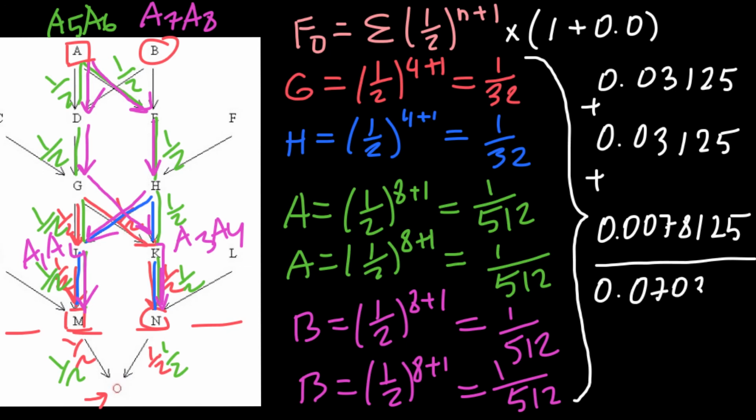And now we have to add all these probabilities, and the final answer would be 0.0703125, and this is going to be the inbreeding coefficient of individual O. If we need an answer in percentage form, we just have to move this decimal point 2 places to the right or multiply this number by 100, and our final answer would be that the inbreeding coefficient of the individual O would be 7%.